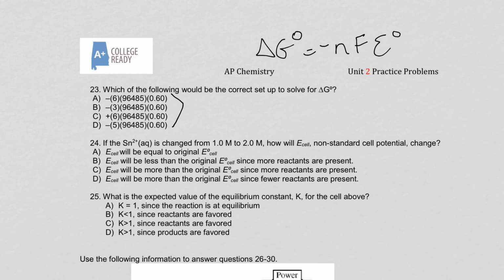C is there just to see if they understand that we do have to have this negative sign from the formula, because once we solve this with a positive cell potential, delta G would have to be negative. So hopefully they will choose A, and that is the correct answer. Moving on to 24, if the 10-2+ ion is changed from 1 molar to 2 molar, how will the cell, and notice there's no not sign, how would the non-standard cell potential change?